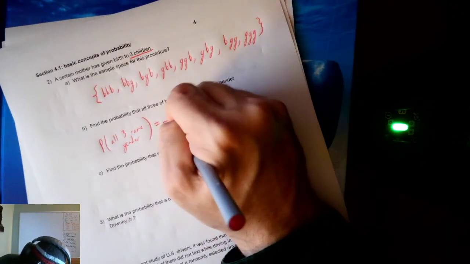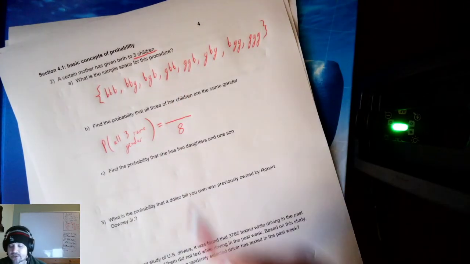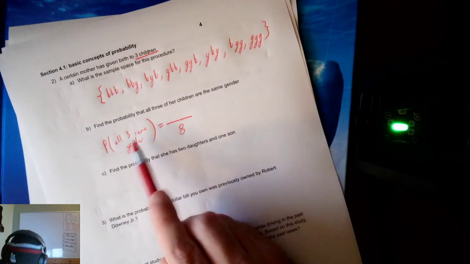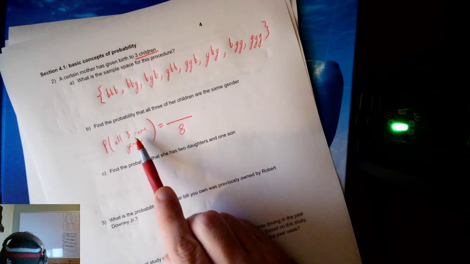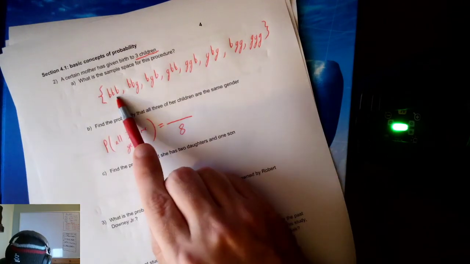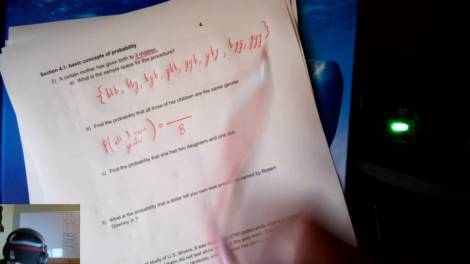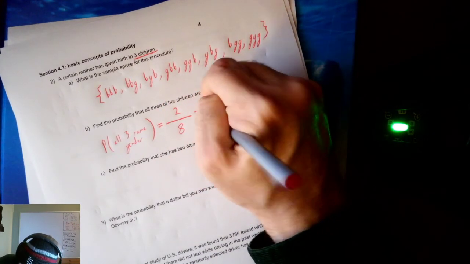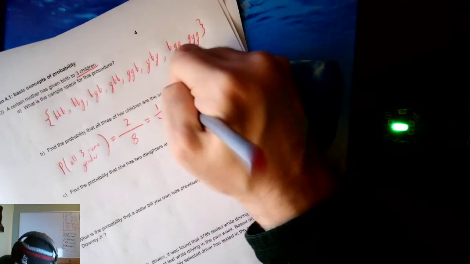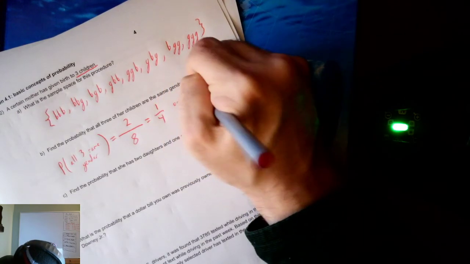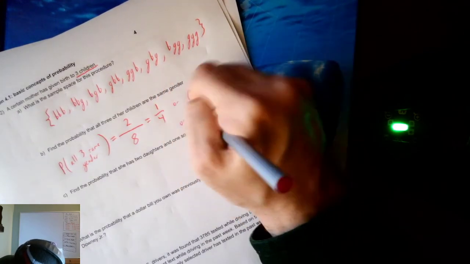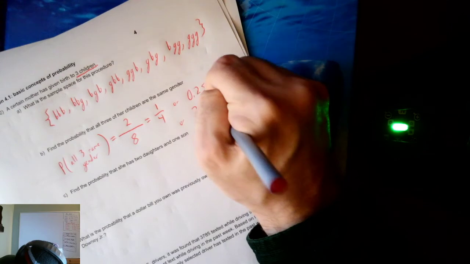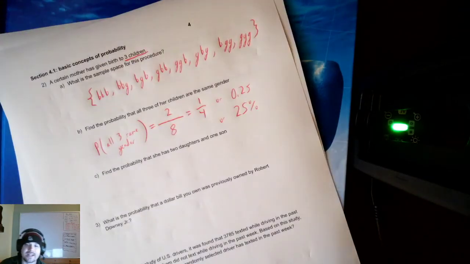So, I'll put 8 in the bottom because there's 8 total. Now, how many of them have all 3 the same gender? Well, all boys or all girls would count. So I could say 2 out of 8, which reduces to 1 over 4, or 0.25, or 25%, right? Those are 3 different ways to write that number: as a fraction, a decimal, and a percent.